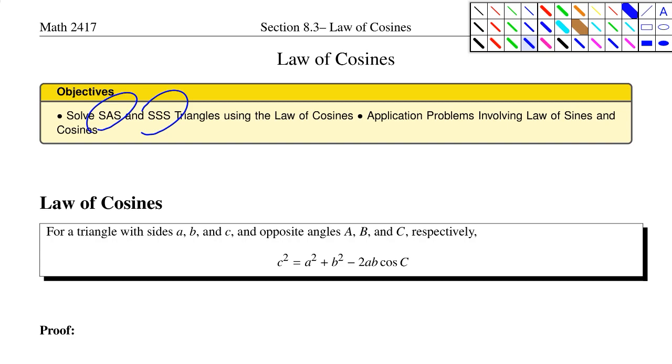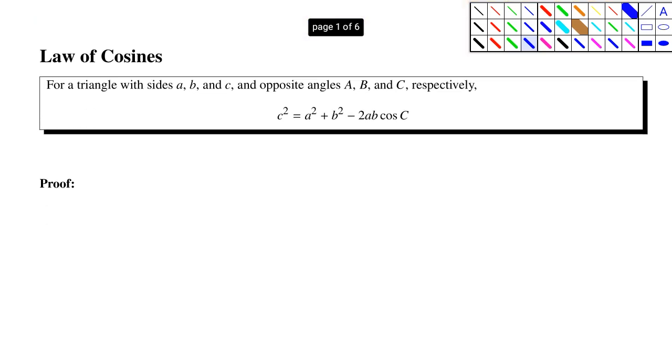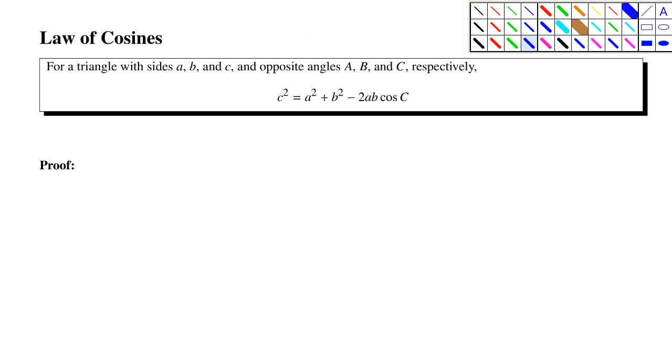So let's go ahead and prove the law of cosines. It's a pretty short proof. So the law of cosines says the following. For a triangle with sides little a, little b, and little c, and the opposite angles A, B, and C, then c squared is equal to a squared plus b squared minus 2ab times the cosine of C.